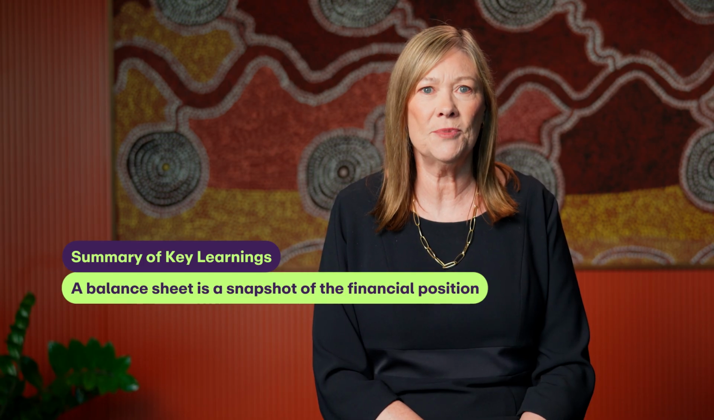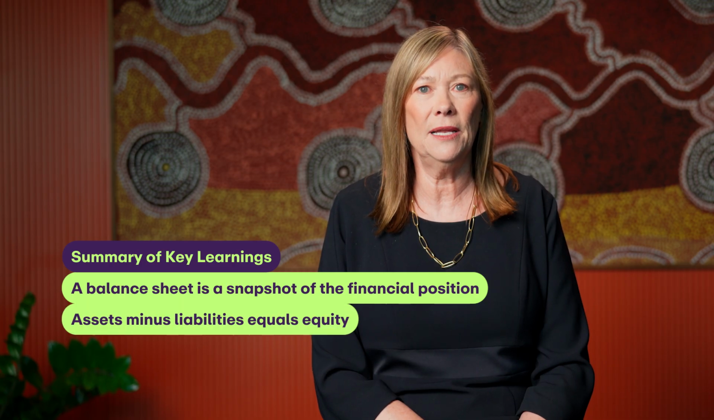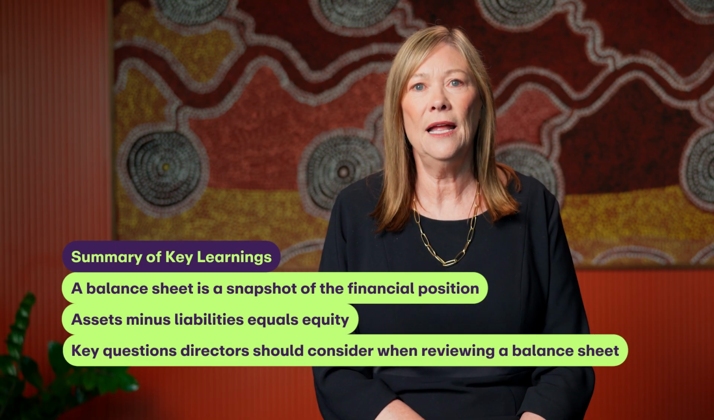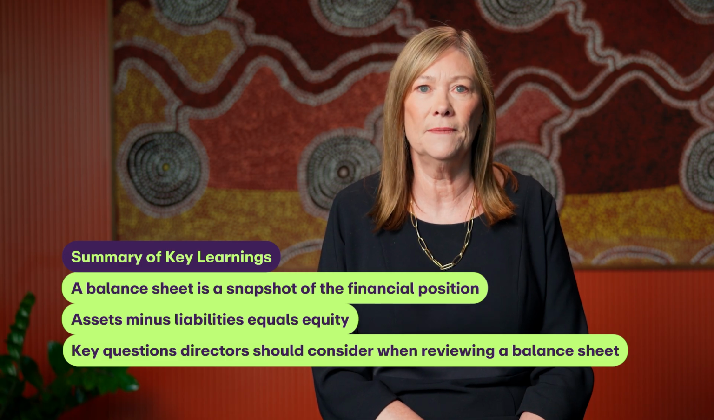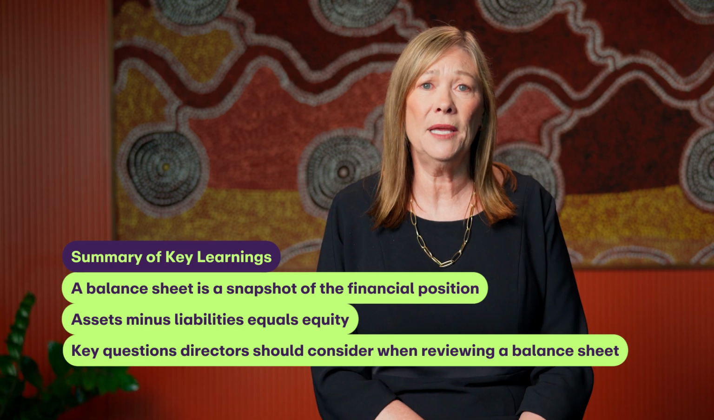To summarise the key learnings from this part of the series, first, a balance sheet is a snapshot of the financial position of the organisation and its assets, liabilities and equity at a specific point in time. Second, the accounting equation is assets minus liabilities equals equity. Finally, we discussed some key questions directors should consider when reviewing a balance sheet. Part 6 of this series will further explore how directors can read and interpret the balance sheet and what additional questions we should ask.